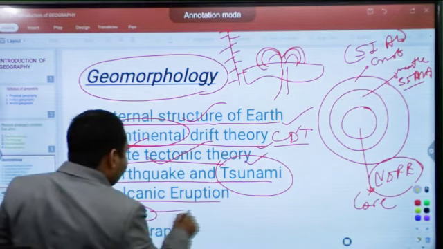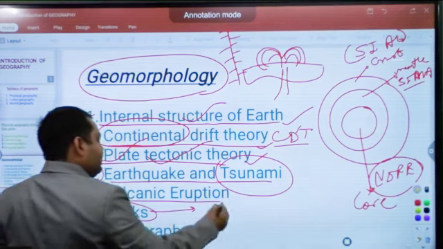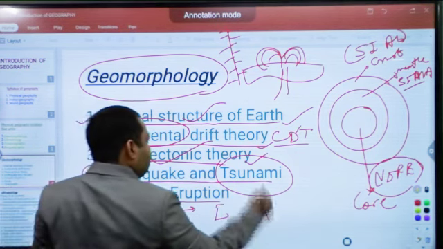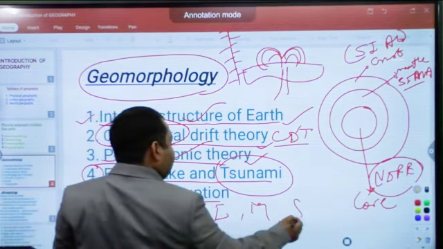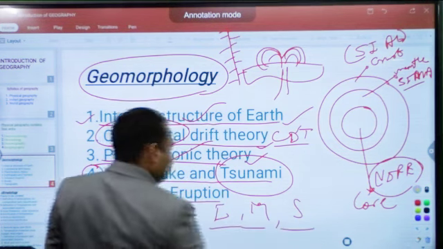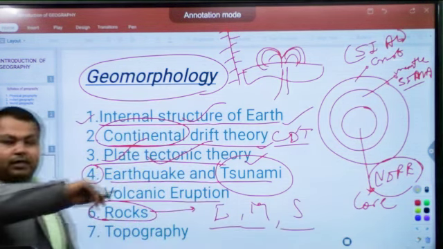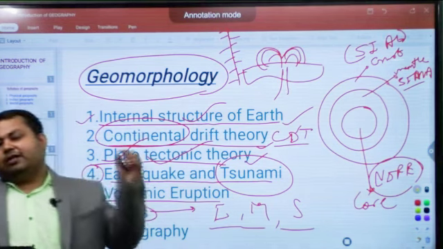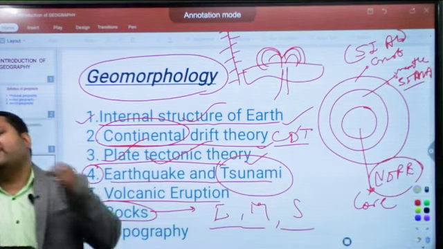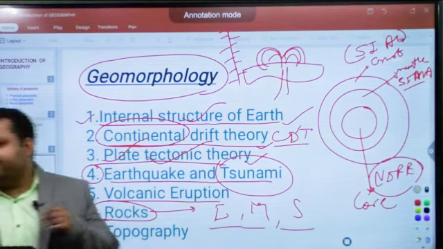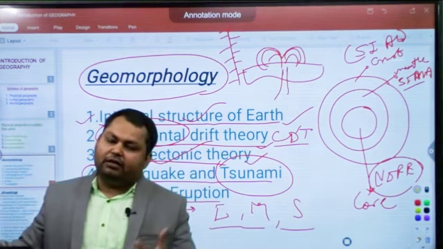Basically, there are three types of rocks. One is igneous, second metamorphic, and third sedimentary rock. Igneous is that which is formed from fire. What is formed from fire? That is called igneous.